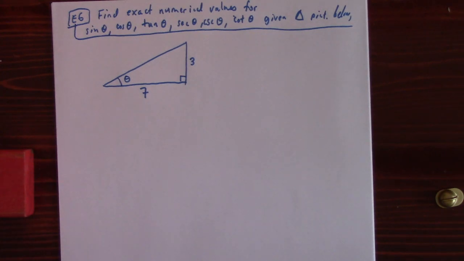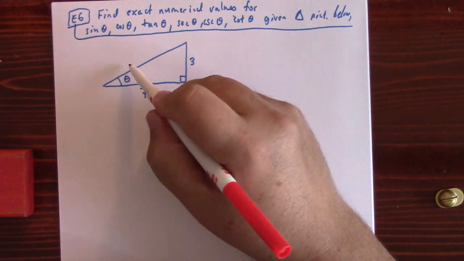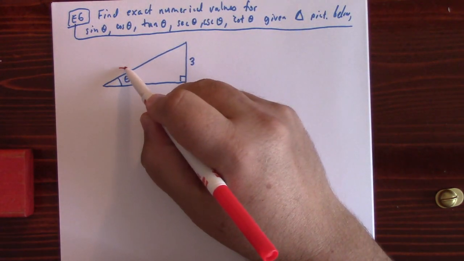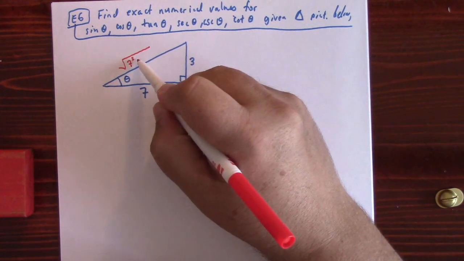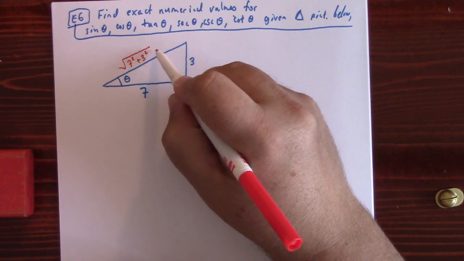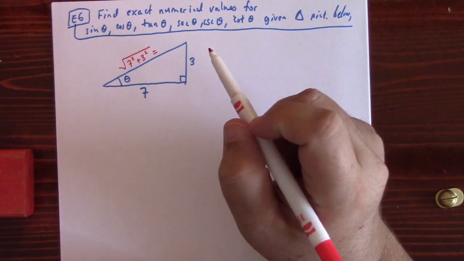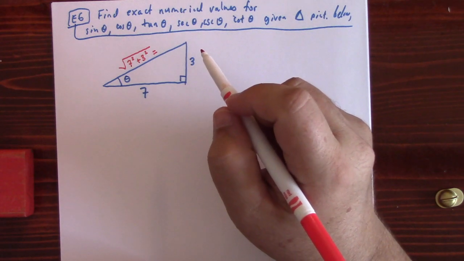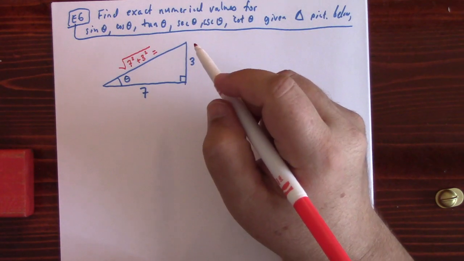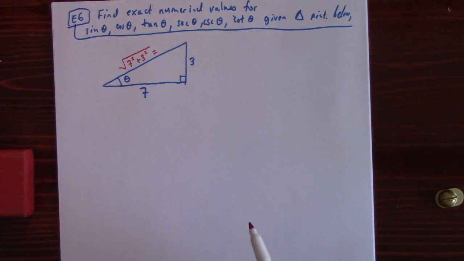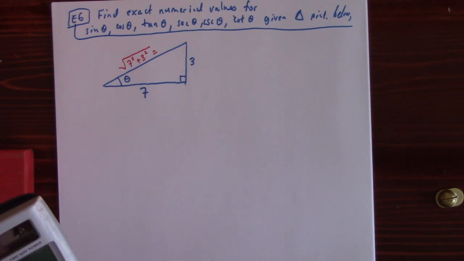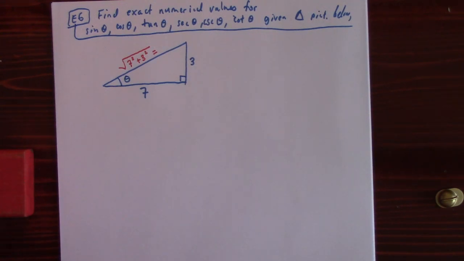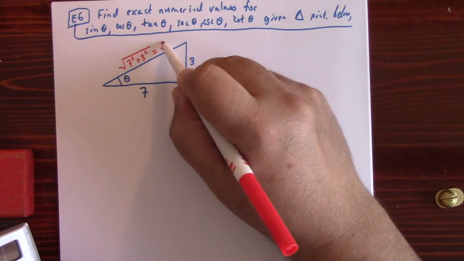So first of all, it would probably be nice to know the Pythagorean theorem. So up here we've got the square root of 7 squared plus 3 squared, which is 49 plus 9. 58. Square root of 58 is the hypotenuse.